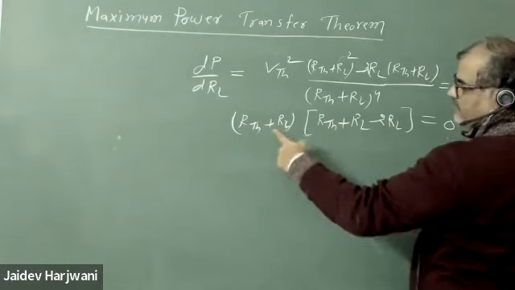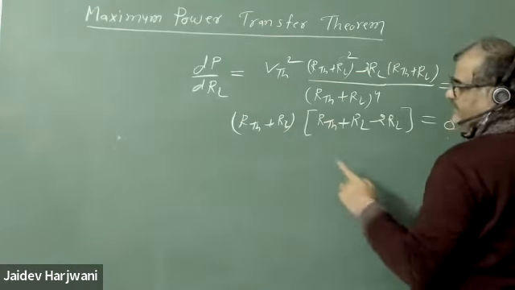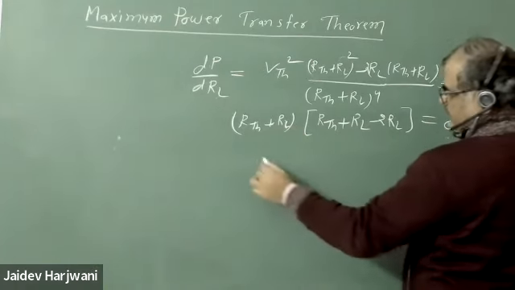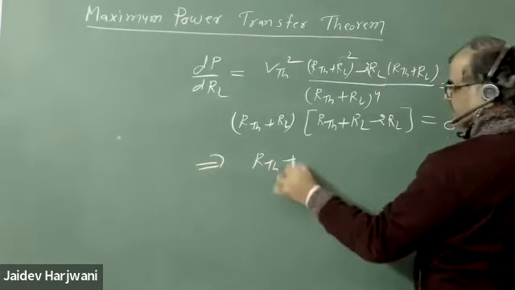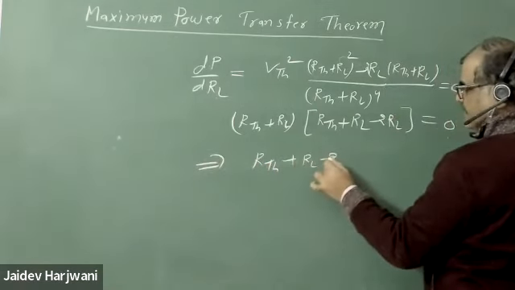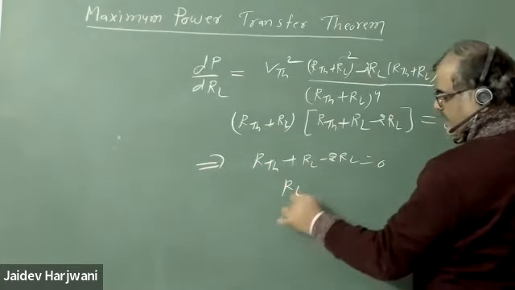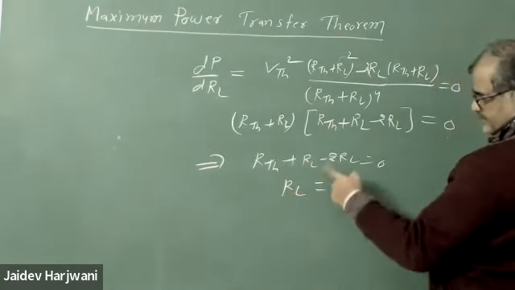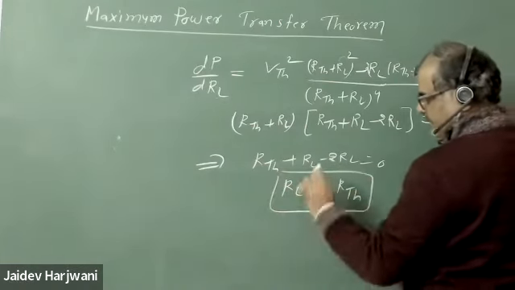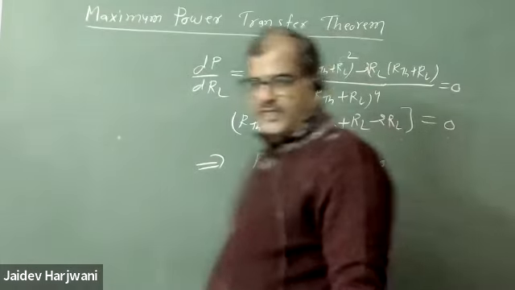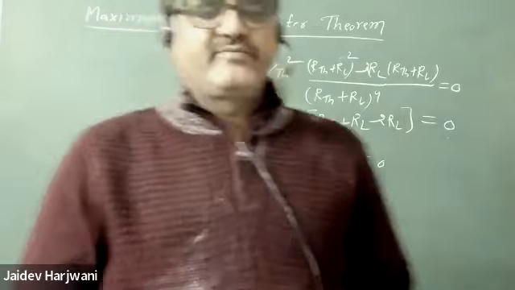The first factor will give R Thevenin equal to minus RL, which is not possible. Resistance cannot be negative. So you will have R Thevenin plus RL minus 2RL equals 0, and this will give you RL equals R Thevenin. So if you want maximum power in the load, then your load should be equal to the R Thevenin of the circuit.